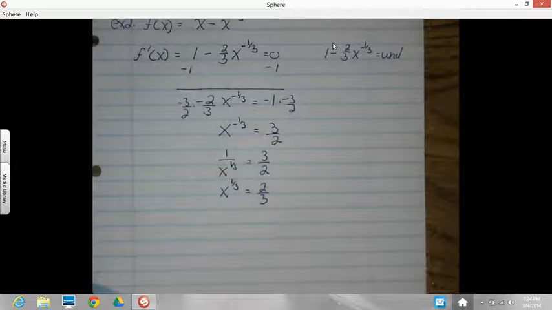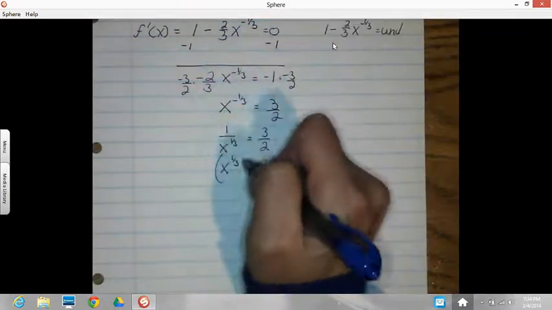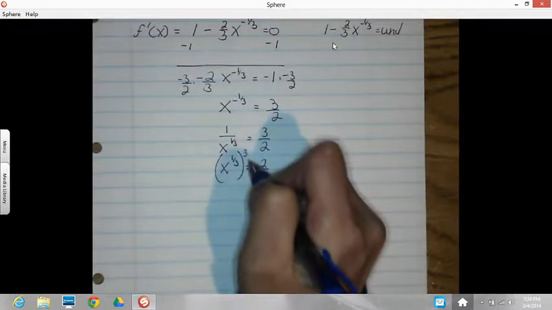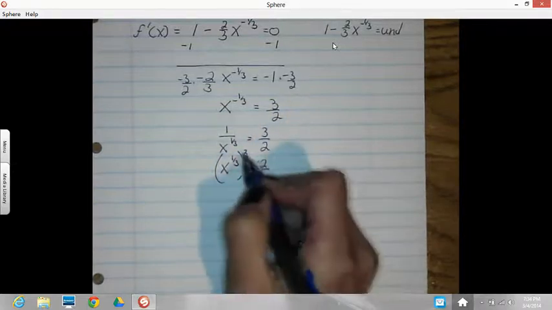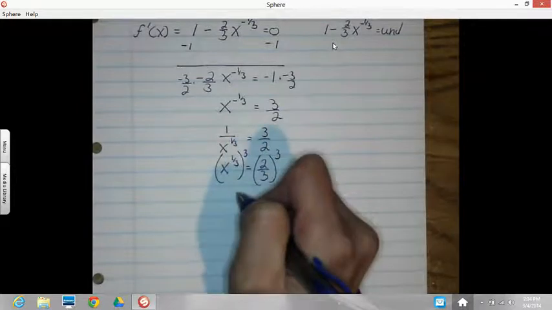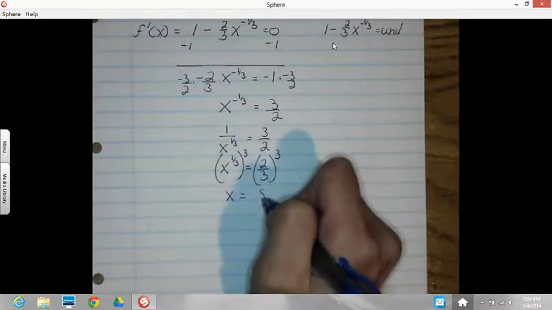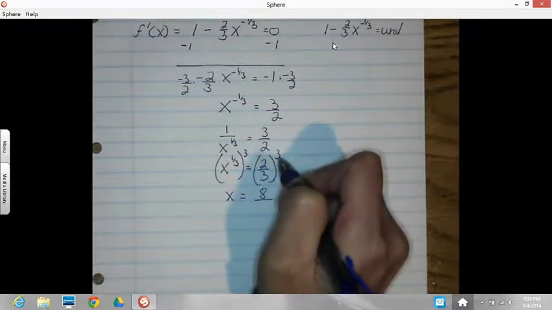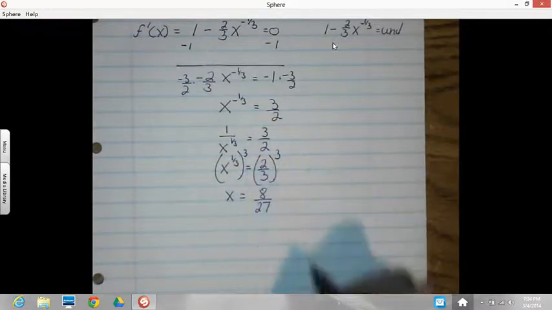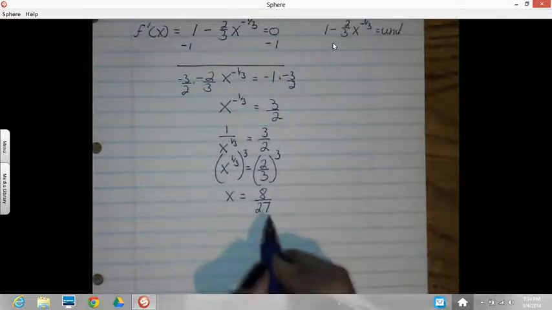Now I'm ready to solve for x. And what I'm going to do is raise both sides. If I raise this to the 3rd power, that's going to give me an exponent of 1 when I multiply. So I got to raise this side to the 3rd power. So that gives me x equals 2 cubed is 8, and 3 cubed is 27. 8/27. Okay, so I've got a critical point there, and it's the only one I've got where it equals 0.